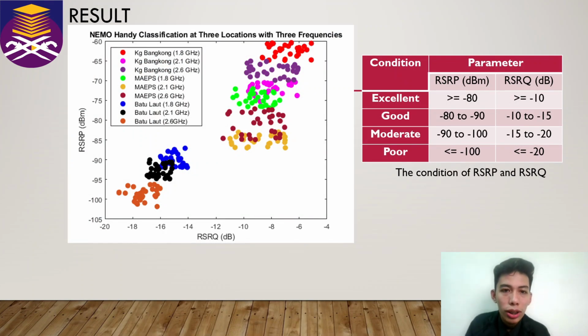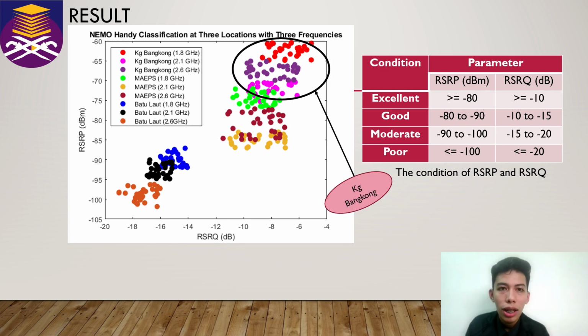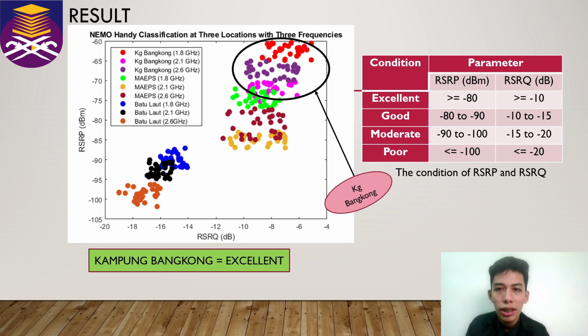Next, we proceed to the result for the classification for Nemo Handy. Based on the figure, all these LTE frequencies are in excellent condition at Kampung Bangkok, where the strongest LTE signal strength is 1.8 GHz. This is because the wavelength for 1.8 GHz is greater than for 2.1 GHz, and it is proved by the formula lambda equal to C over F.